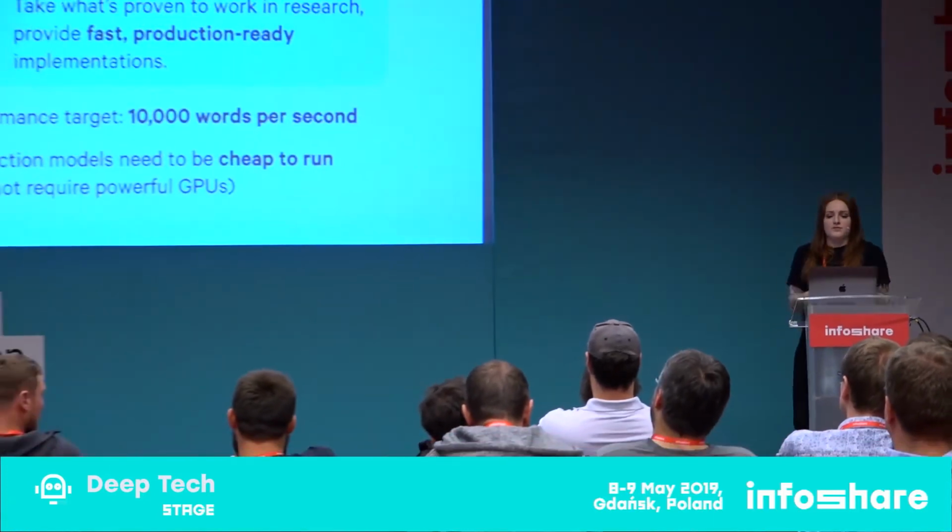So, for example, we're targeting 10,000 words per second, which is very fast. A lot of other implementations can easily run quite slow, which is fine. But in production, you can't really work with even 1,000 words per second or 100 words per second. At scale, that's way too slow. And we also want our models to be small and cheap to run, which means they need to run on CPU. Our users don't need several powerful GPUs just to predict stuff.